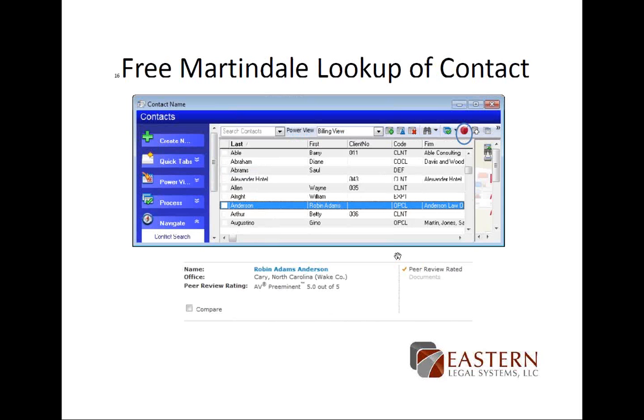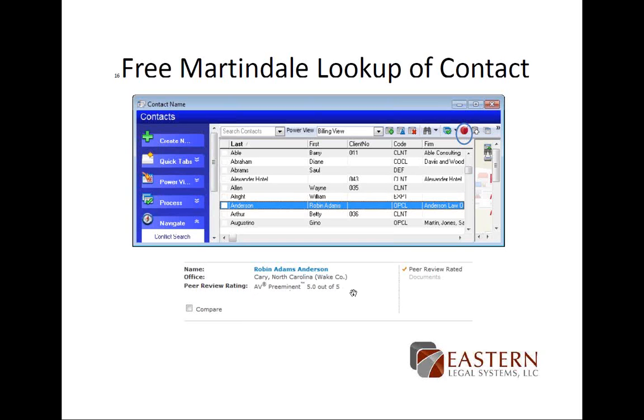Lexis provides you, by virtue of Time Matters, with a free and one-click lookup to the martindale.com database of attorneys. So I added an attorney here who is a real person, Robin Adams Anderson. If you were to click on the name of a contact and then go up here and click on the red orb for the Martindale lookup, that brings you to, now there may be more than one person that matches depending on how common the name is, but this particular one only brought up one name. It happens to be somebody in Cary, North Carolina, and it gives you the rating that this person has been given by his or her peers.